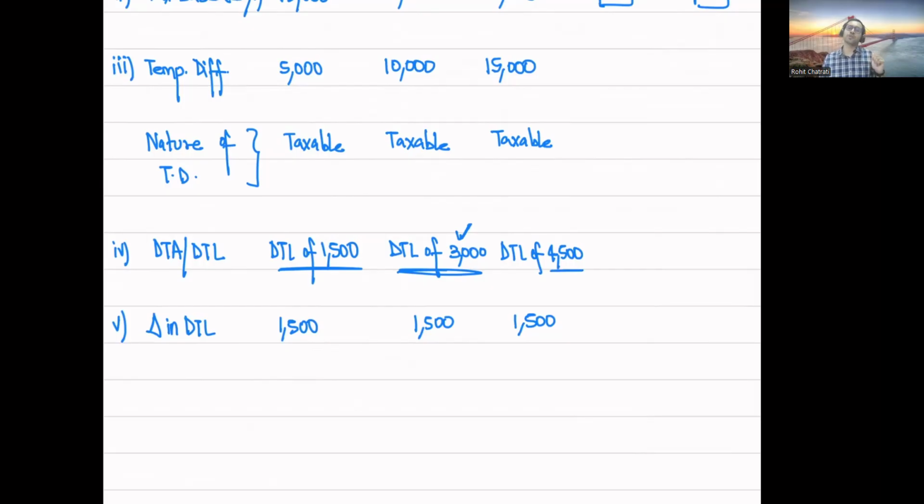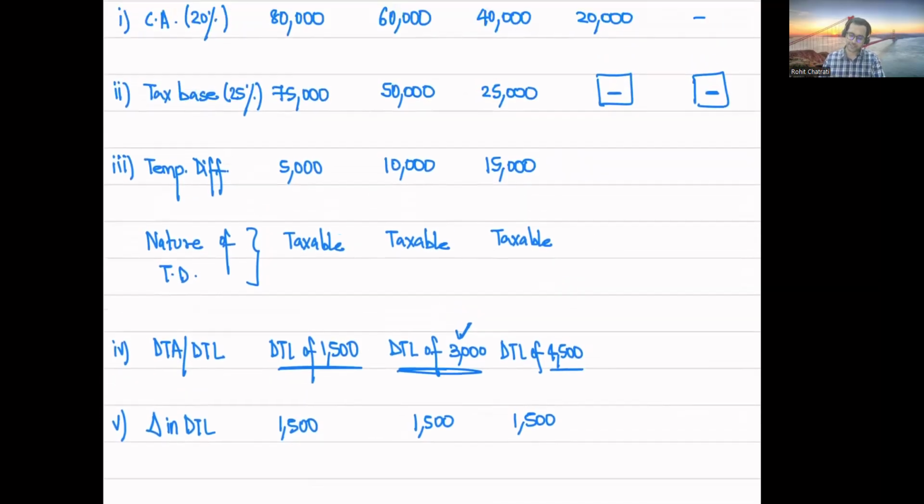The interpretation of 4,500 is that I am going to have a future taxable profit of 15,000 on which I will have to pay 4,500 in taxes, which I'm accruing for today itself. That is the reason I'm having a liability in my books of 4,500 rupees.